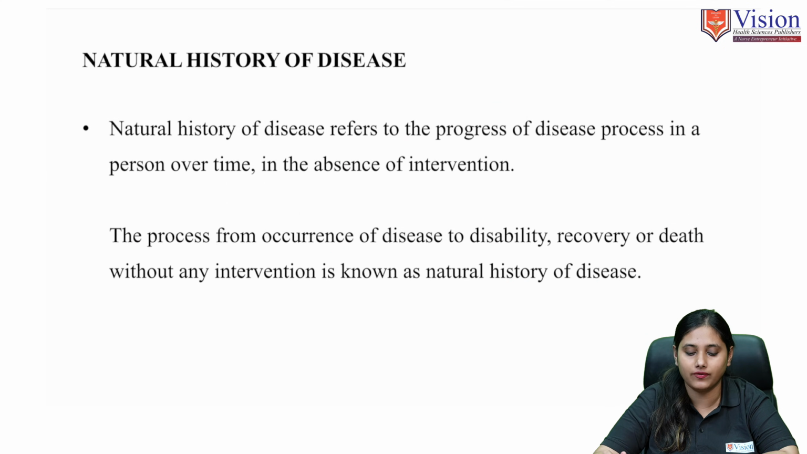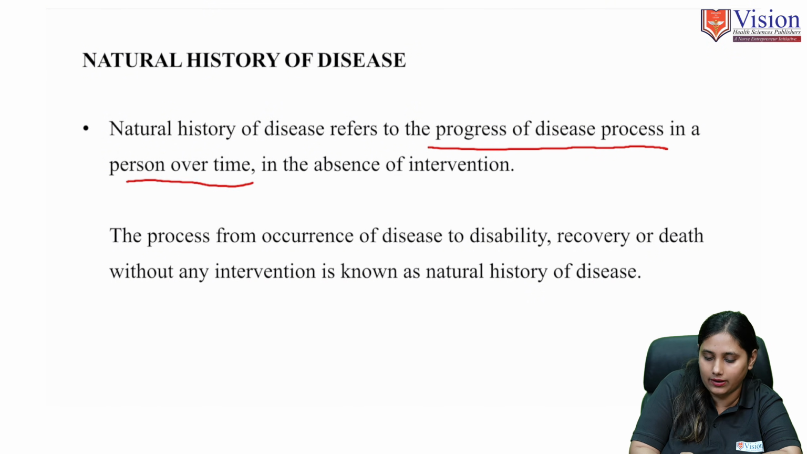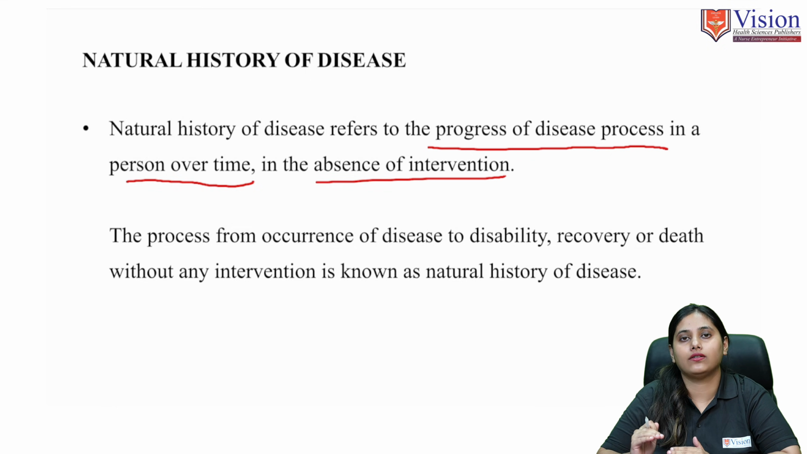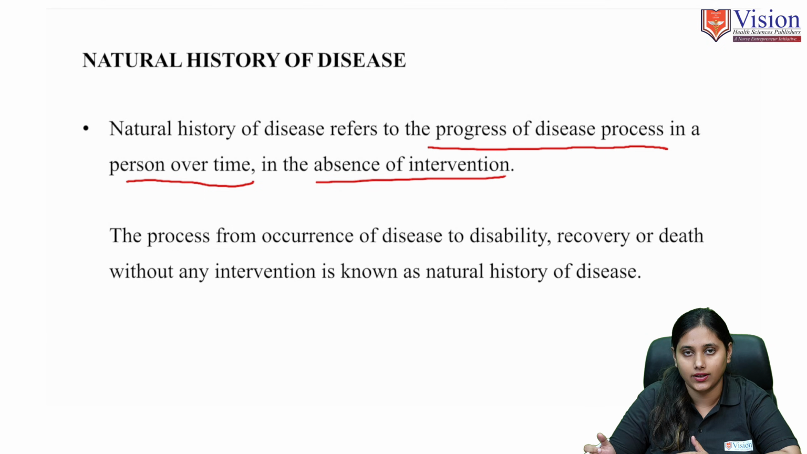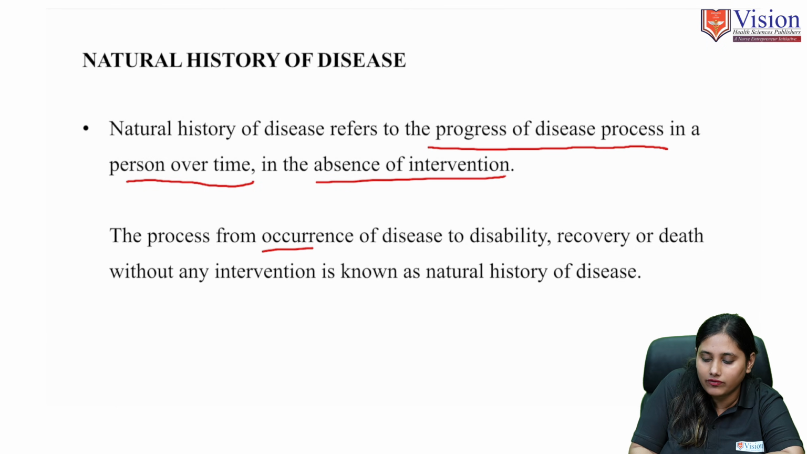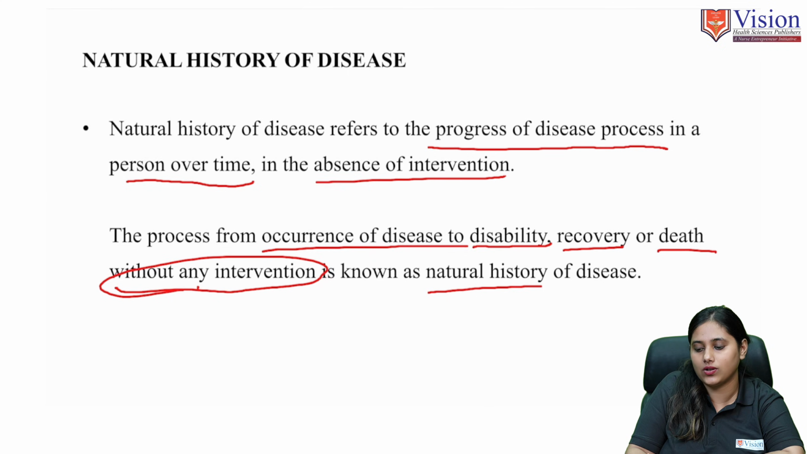Coming to the natural history of disease. What is the natural history of disease? It is the progress of the disease process in a person over time in the absence of intervention. Whenever a person is suffering from a disease and is not given any management or intervention, the progression over time is known as the natural history of the disease. It is the process from occurrence of the disease to disability, recovery, or death without any intervention.